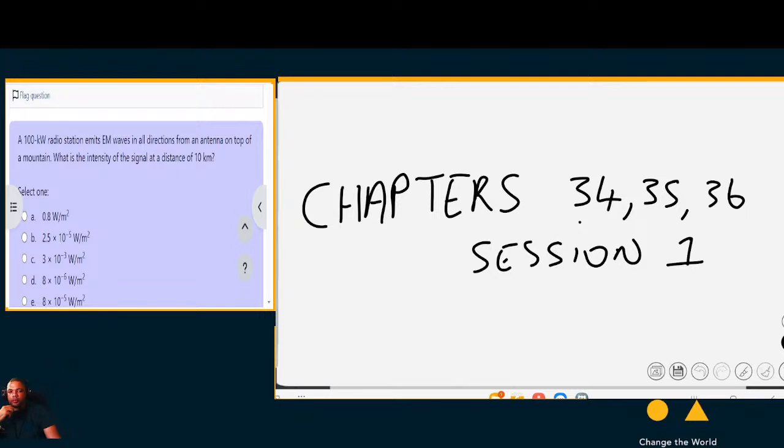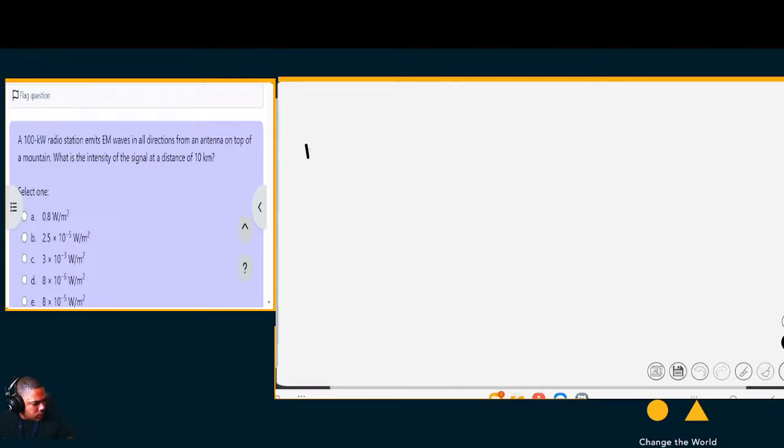Okay, so here we have everything. We are doing chapters 34, 35, and 36. This is usually done as a combination of chapters, and it all deals with optics. So let's look at our first problem here. We are not going to dilly-dally. This is question number one.